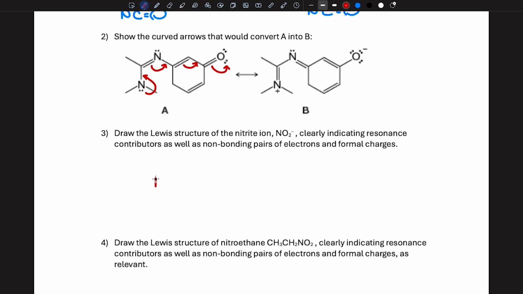Now the first thing I want to do is I realize this nitrogen is going to be my central atom because there's only one of them. And then our oxygen is going to surround this nitrogen. And it doesn't really matter which direction you show it. I'll just show it drawn this way.